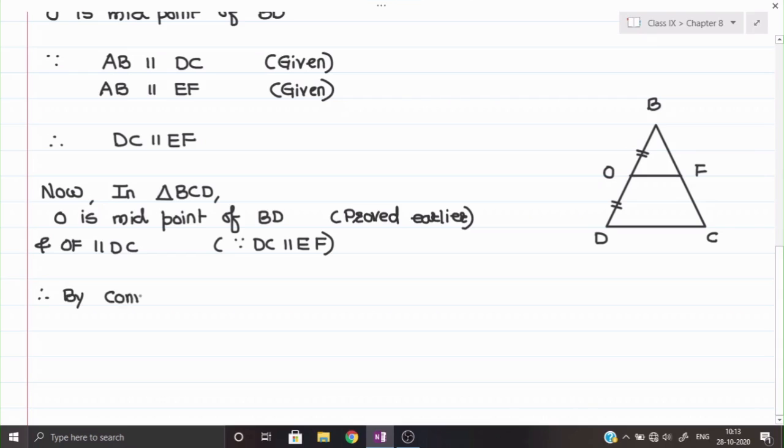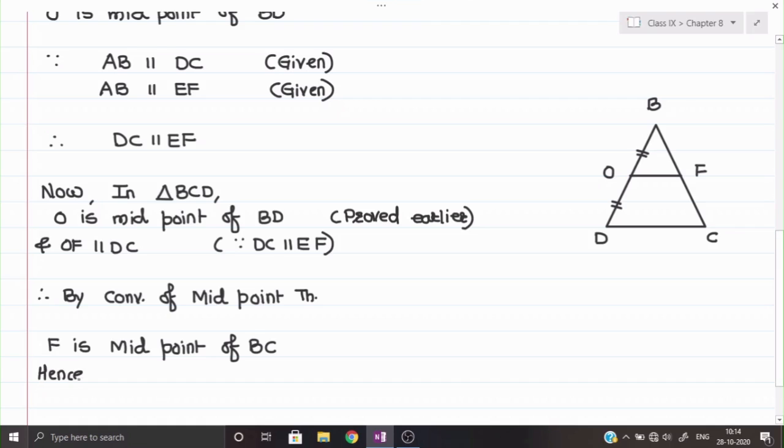By converse of midpoint theorem, we will get here F is midpoint of BC, and this is only the requirement of the question. F is midpoint of BC. That is what they asked us to prove. So now we can write down here, hence proved.